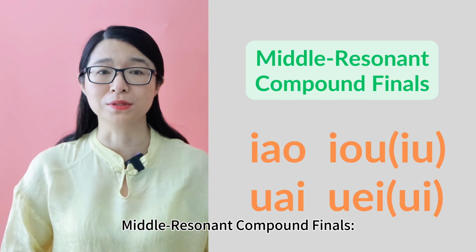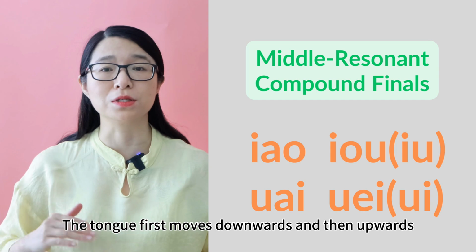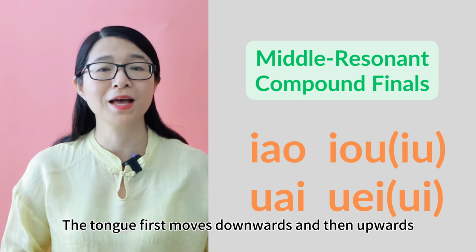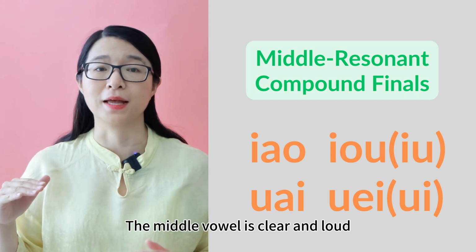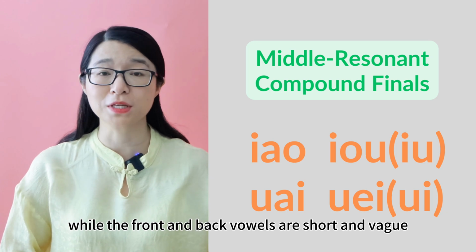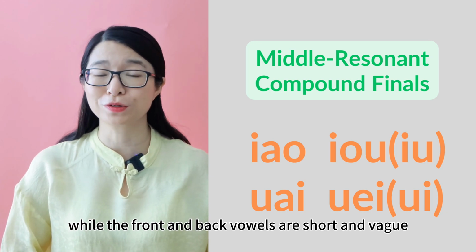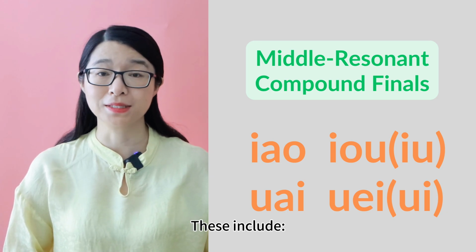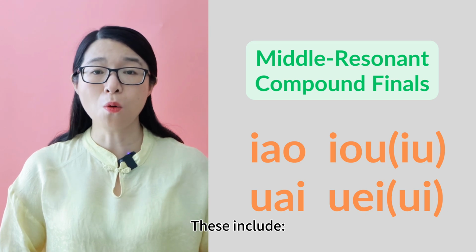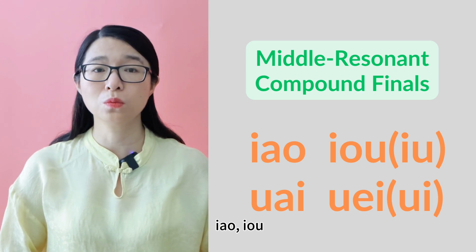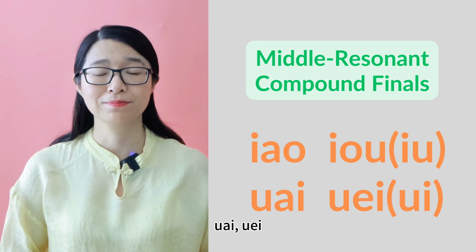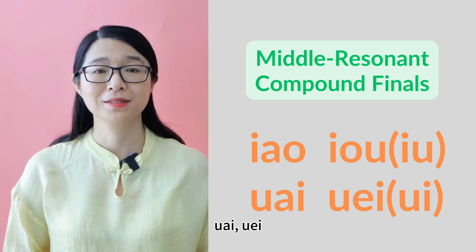Mid-resonant compound finals, the tongue first moves downwards and then upwards. The middle vowel is clear and loud, while the front and back vowels are short and weak. These include Yao, You, Wei, Wei.